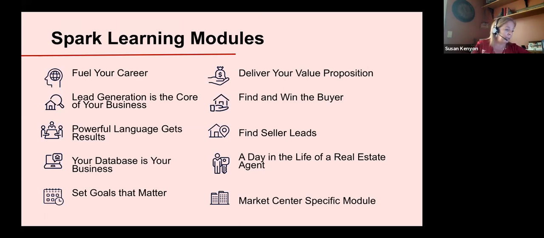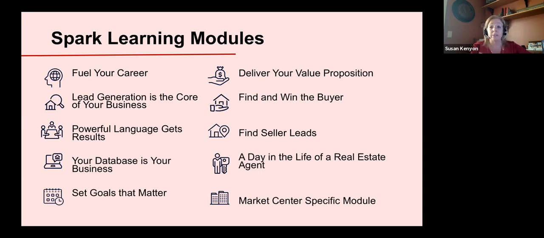And then there will be Your Database Is Your Business and Set Goals That Matter. Remember, our goal right now is one appointment within the first two weeks. If you can get more than one, it's only going to help your business. So if you get one quickly, then go after getting the second one and the third one, and just let it snowball from there.